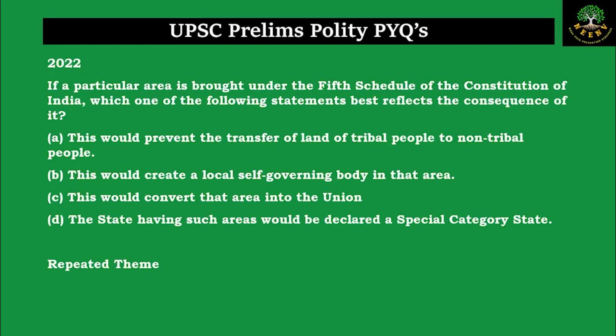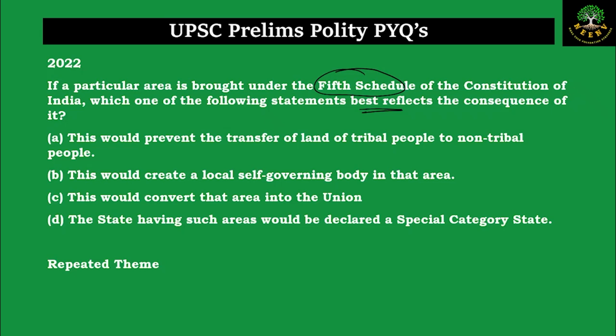This question is from 2022. If a particular area is brought under the 5th schedule of the Constitution of India, which of the following statements best reflects the consequence of it? So the question is asking us the best possible answer. Statement A. This would prevent the transfer of land of tribal people to non-tribal people. Statement B. This would create a local self-governing body in that area. Statement C. This would convert that area into union. Statement D. The state having such areas would be declared as a special category state.